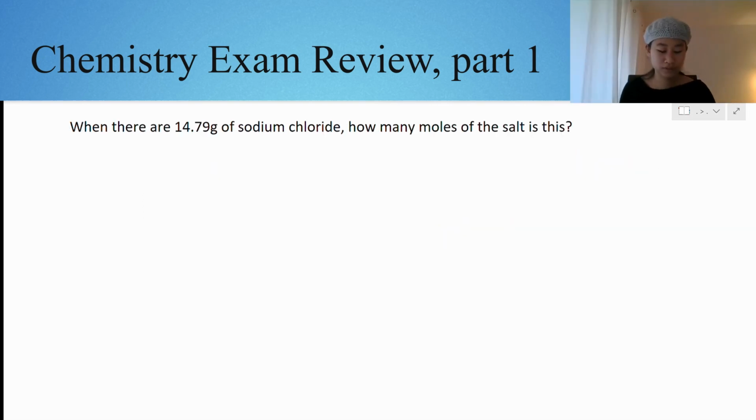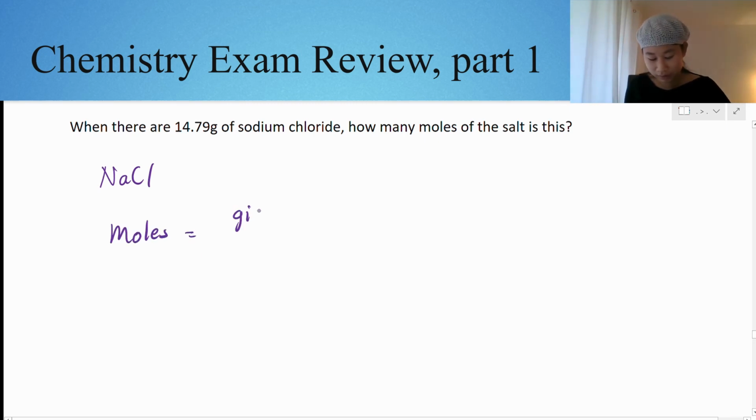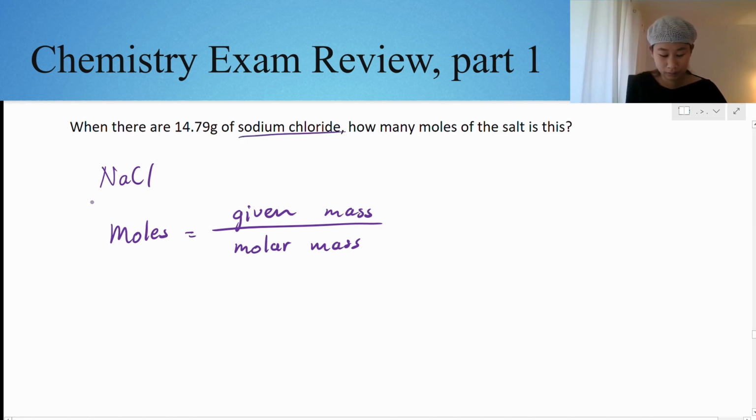When there are 14.79 grams of sodium chloride, how many moles of the salt is this? As usual, we need to identify the compound here, sodium chloride, which is NaCl. To find moles, we need to have the given mass over the molar mass. This is why naming is important. To find the molar mass, we need to know the chemical formula of sodium chloride, which is this. So we have the given mass, 14.79 grams, divided by the molar mass, which is the weight of sodium plus the weight of chlorine.